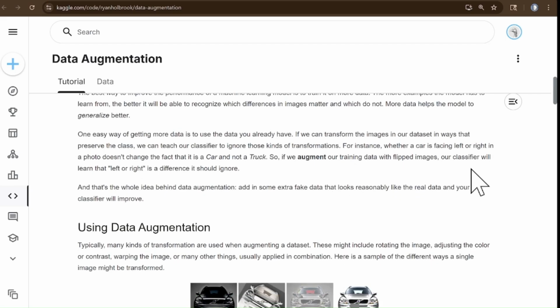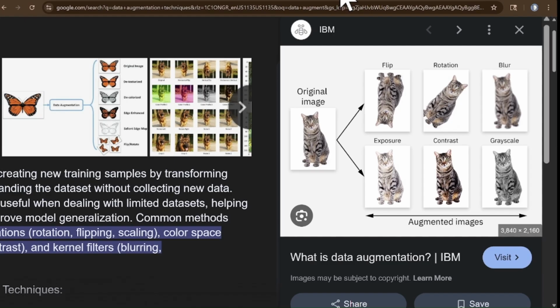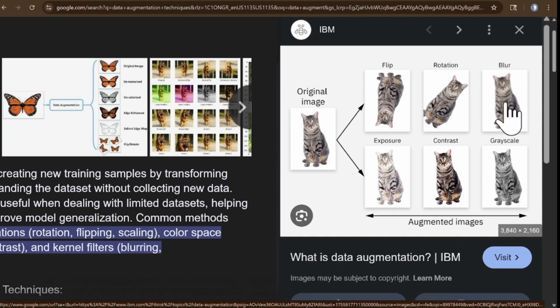For instance, whether a car is facing left or facing right in the photo, it doesn't change the fact that it's a car, not a truck, right? Let me show you one example. This is the original image, but if I flip, rotate, blur, grayscale, change contrast or exposure, if I do all these things, will it become a dog? No, this is a cat.